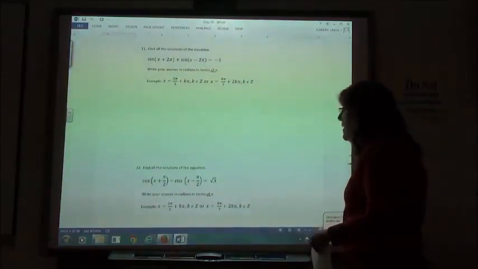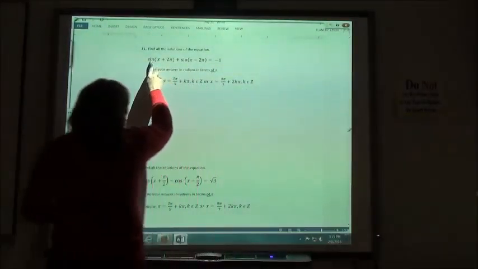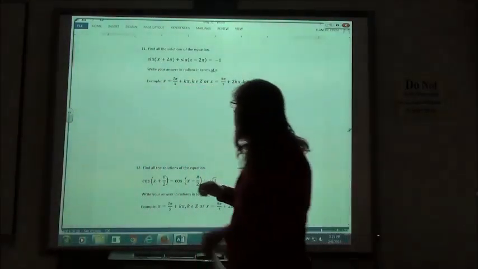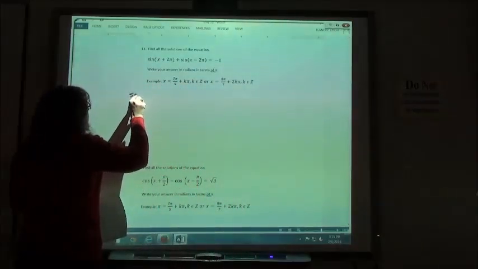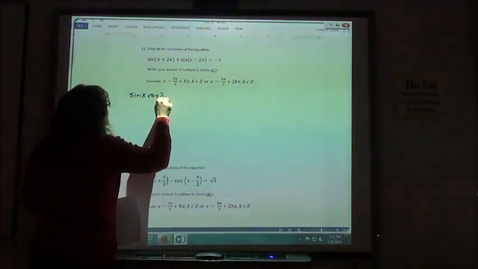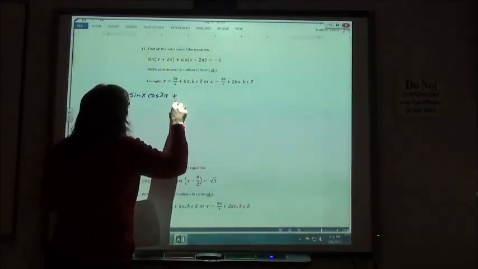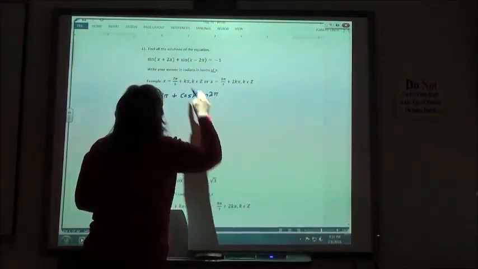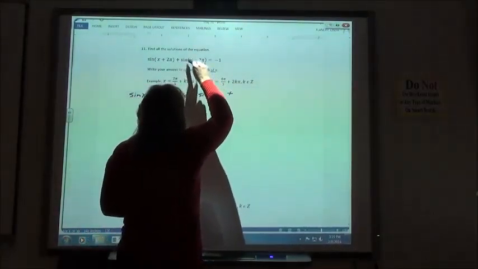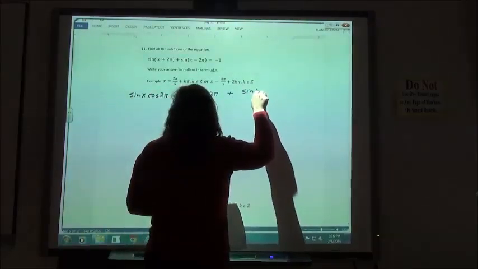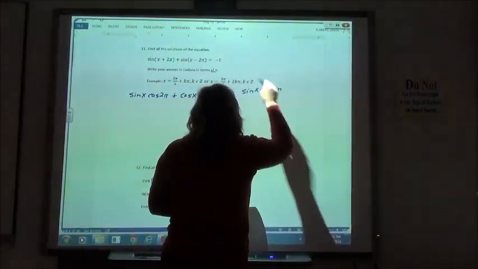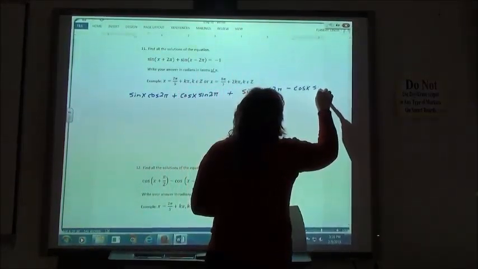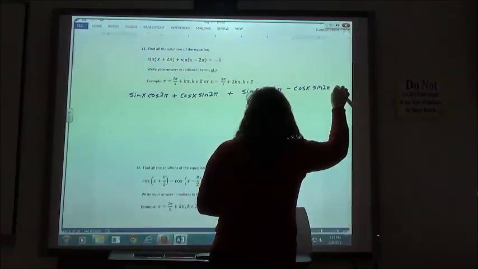So number 11 is going to be the same kind of thing. This time we're using the sine ones. So on your sine ones, you have sine, cosine, cosine, sine. So sine of x cosine of 2 pi. This is plus, so plus cosine of x sine of 2 pi, plus, this is going to be sine of x cosine of 2 pi. Since this is a minus, we got a minus cosine of x sine of 2 pi equals -1.